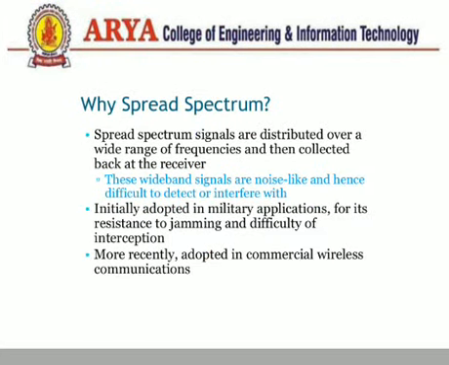Why spread spectrum? Spread spectrum signals are distributed over a wide range of frequencies and then collected back at the receiver. These wide bandwidth signals are noise-like and hence difficult to detect or interfere with. Initially adopted in military applications for its resistance to jamming and difficulty of interception. More recently adopted in commercial wireless communication.